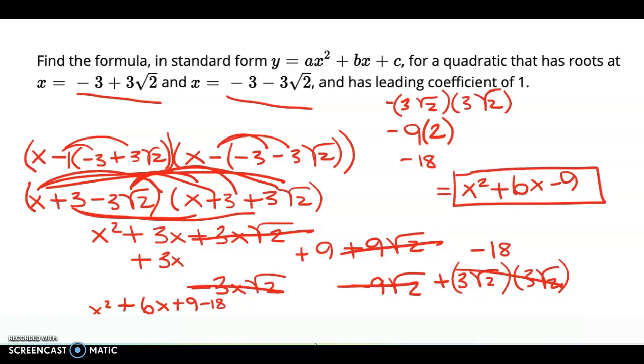Okay, so anytime you're doing this, just think of it as working backwards from when you're given the answers to getting the original equation.